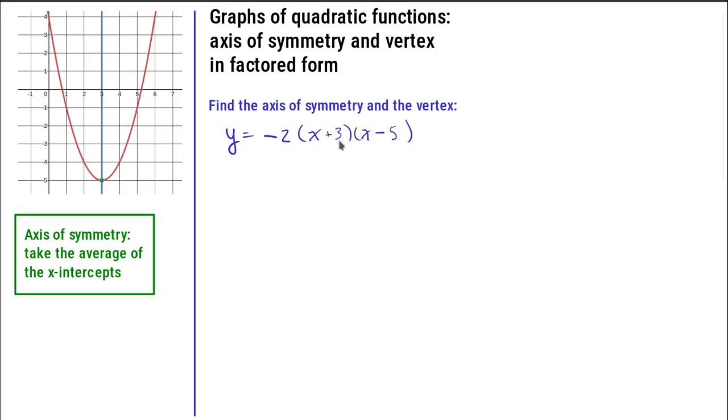So remember, factored form makes it easy to find the x-intercepts. We just take this 3, it becomes a minus 3, and the minus 5 becomes a plus 5. So this is where it's going to intersect the x-axis, these 2 points, and then we just take the average, the midpoint, because the axis of symmetry is going to be halfway between 2 points at the same height. Negative 3 and 5 are at the same height, so the axis of symmetry will pass through the midpoint between them.